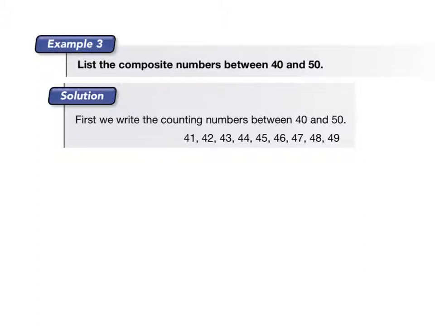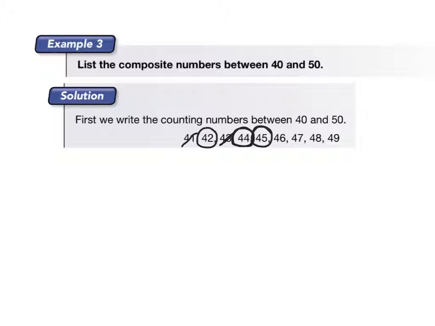So we're going to look for numbers that are divisible by more than 1 and itself. So if I look at 41, there are no numbers that I can think of that will go into 41. 42 is divisible by 2, so 2 times 21, 6 times 7, so that has to be composite. 43, no, there are no numbers that go into 43. 44, yes, because I can do 2 times 22 or 4 times 11. 45, yes, it's composite because I can do 5 times 9.